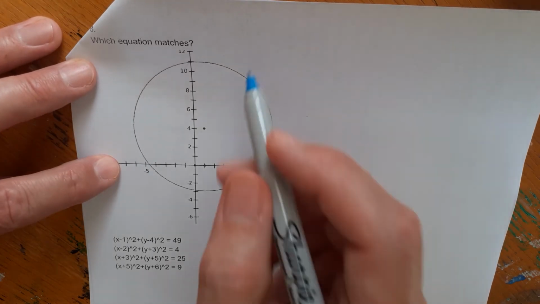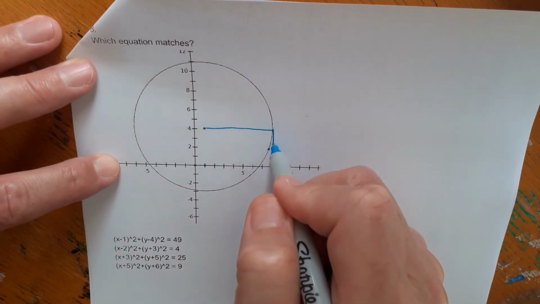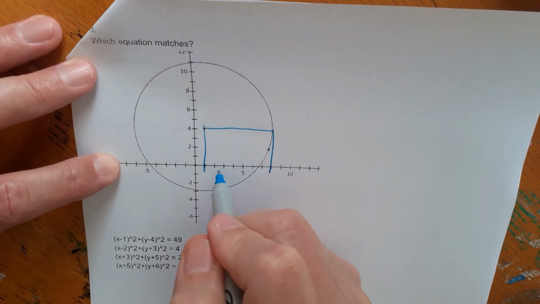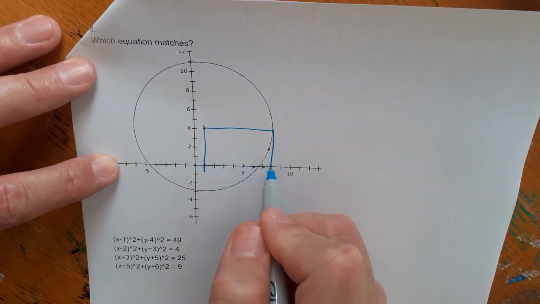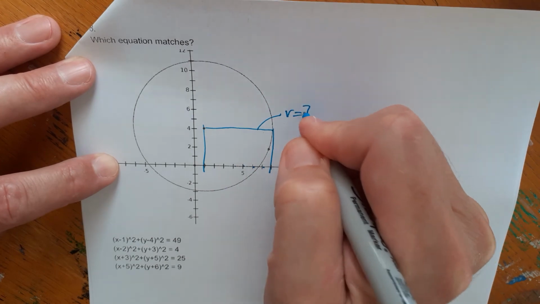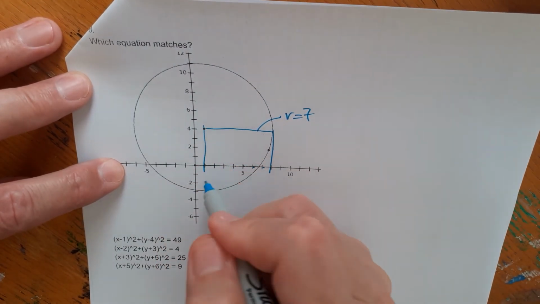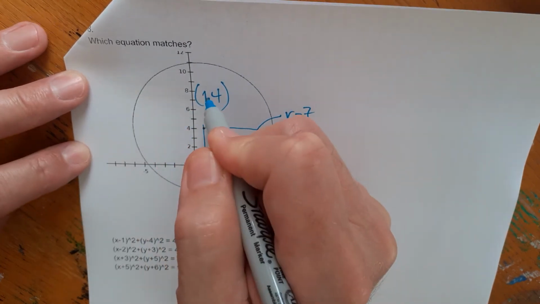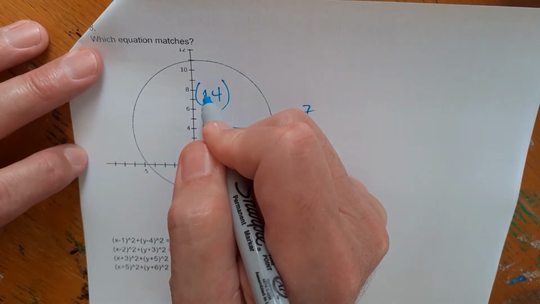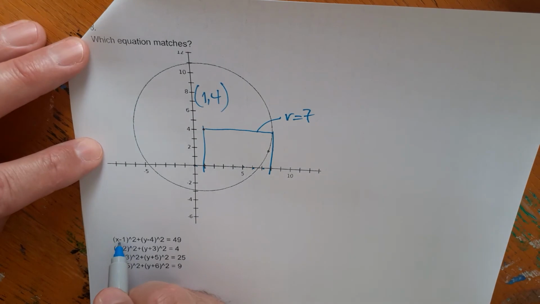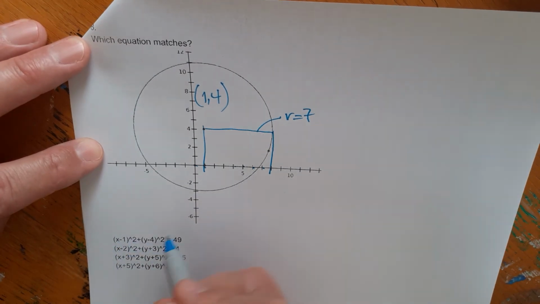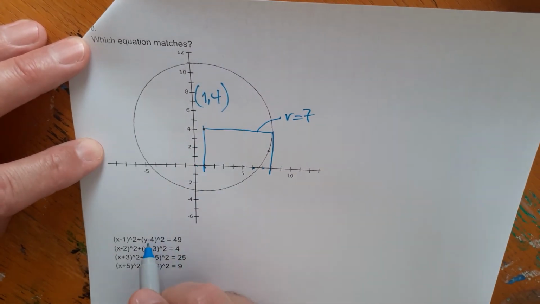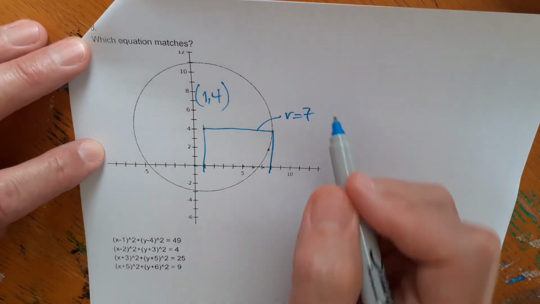All right, which matches? Let's find the radius first. We're going from here to here. It looks like 1, 2, 3, 4, 5, 6, 7. Looks like r equals 7. The location of this point is out 1 on the x and up 4. So 1 comma 4. And remember the minus in the equation, so we're looking for x minus 1 squared and y minus 4 squared equals 7 times 7 is 49.